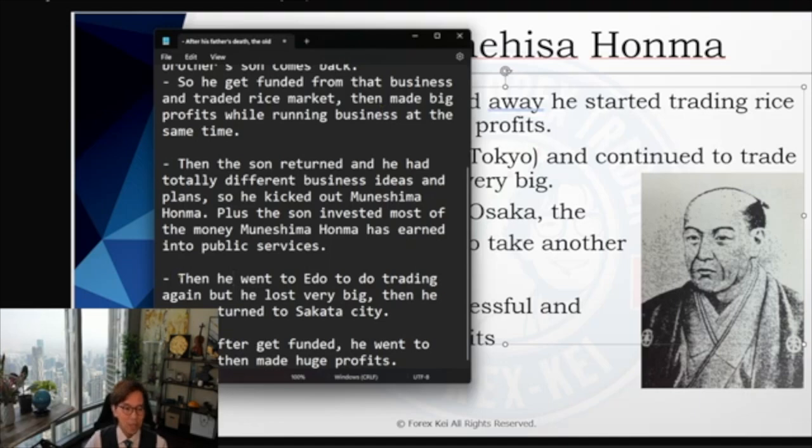Then Munehisa Honma went to Edo, Tokyo, to do trading again, but he lost very big. He had some assets, of course. He went to Tokyo, but then he failed very big, and he said he lost almost all his money. He got broke. So he returned to Sakata City again.